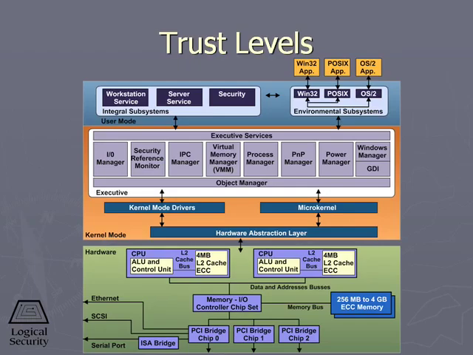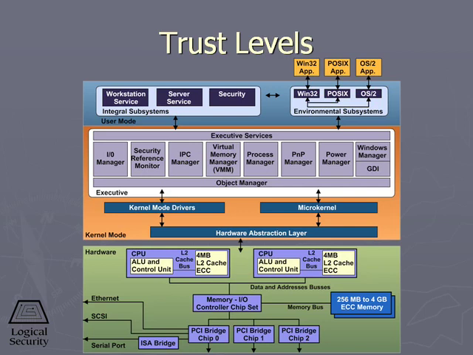This diagram shows at the bottom the hardware, all the components that go together to build this thing called a computer. But the computer itself is incomplete. It's unusable unless we have an operating system that sits on top of it. That's the section in the middle. Starting with the hardware abstraction layer and proceeding upward through the executive services, these are the components of the operating system.